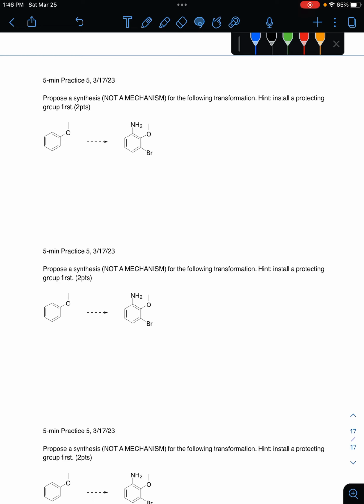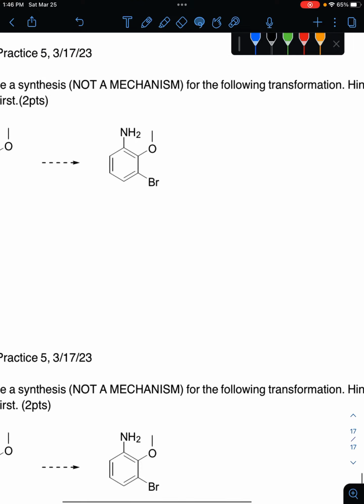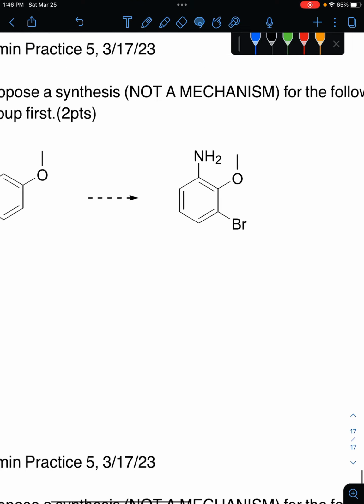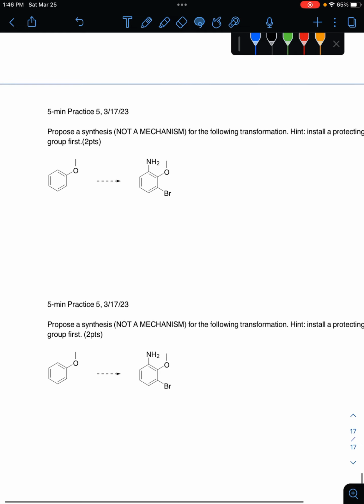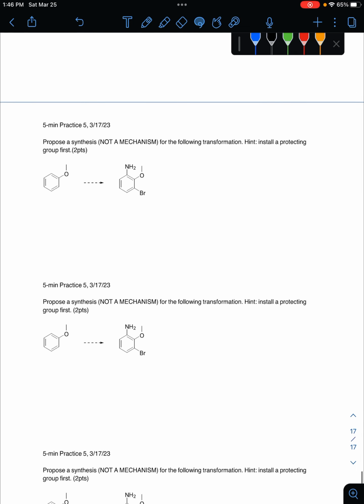This one is about the synthesis of this compound right here. And of course, when we're asking for the synthesis, we're not asking for the mechanism. I don't want you to be confused about that.